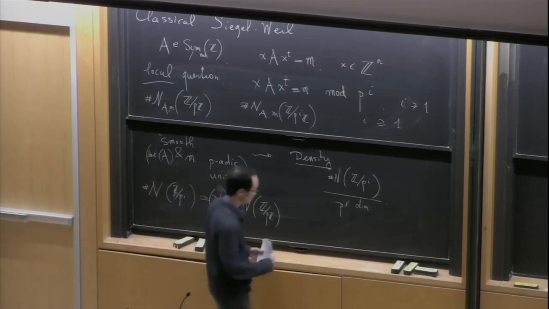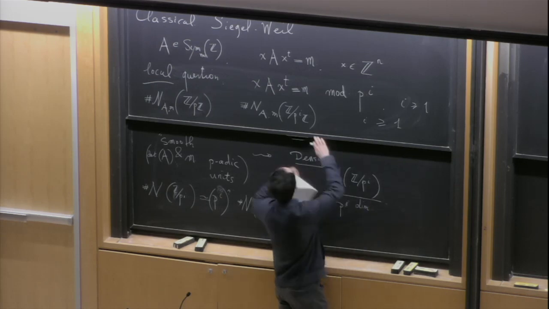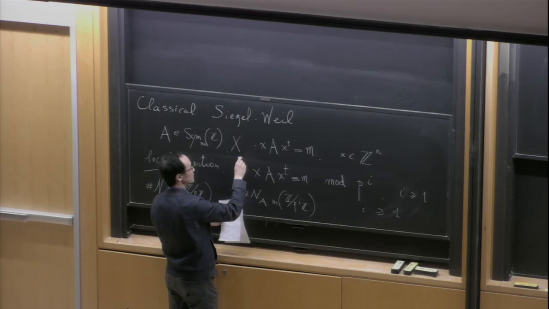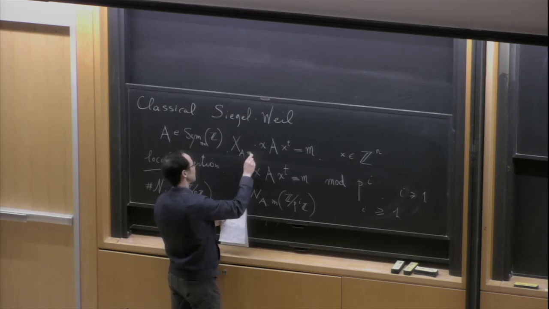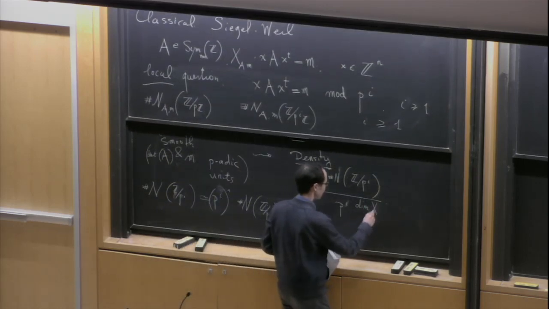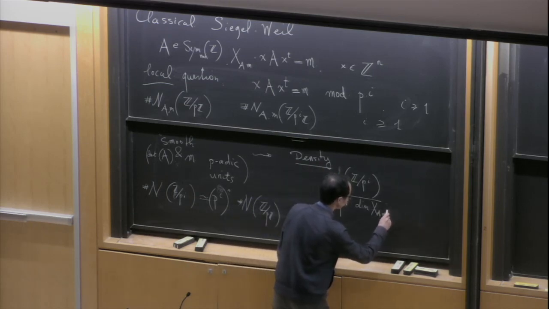I should have given it a name maybe. This variety defined by the affine equation depends on A. So the dimension, maybe of the generic fiber.